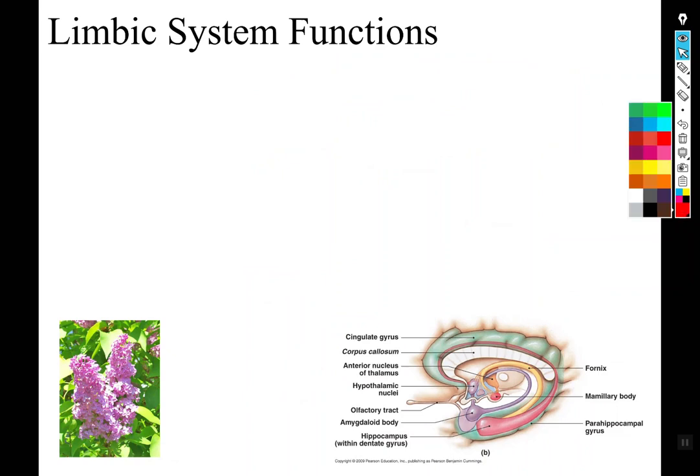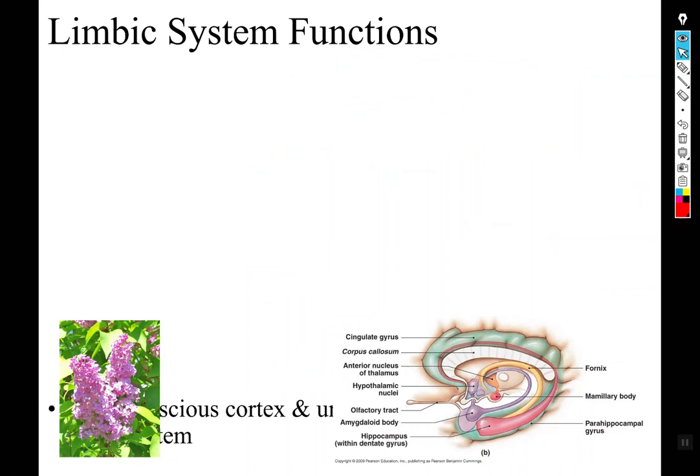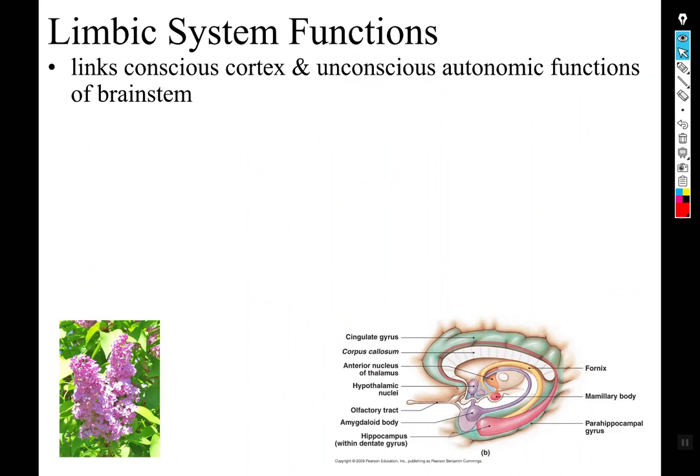Your limbic system is also sometimes called your lizard brain, although that's not really a fair designation. I think your hypothalamus deserves that more. But your limbic system is responsible for things like coordinating emotions and forming memories. So it links conscious cortex and unconscious autonomic functions of brainstem. It's also the center of motivation.